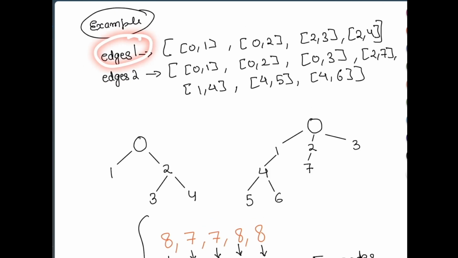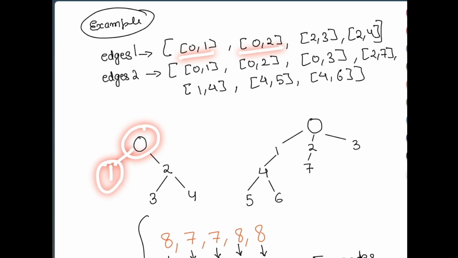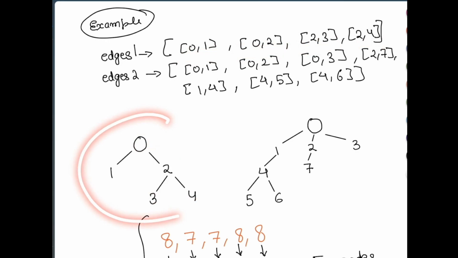For edges 1, that is for the first tree, you have 0 and 1, right? So you create a node 0 and connect it with node 1. Then you have 0, 2, so connect 0 with 2. Then you have 2, 3, connect 2 with 3. Then you have 2, 4, connect 2 with 4. This is how your tree will look.